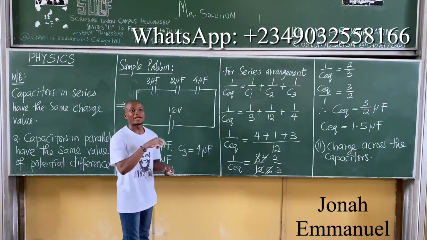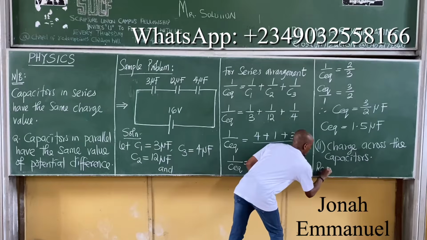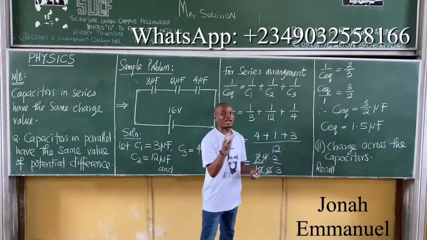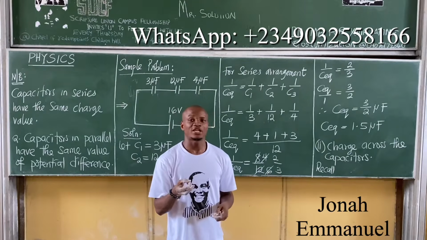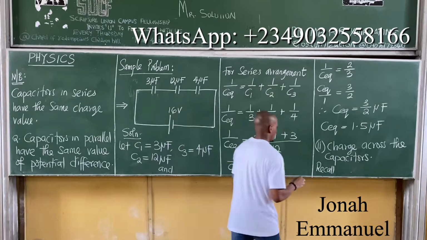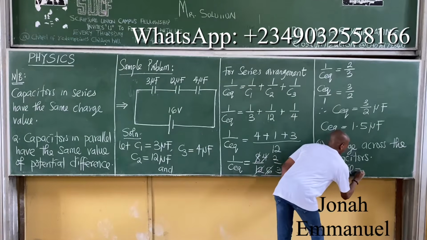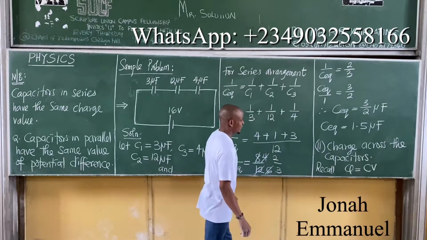So question, what's the charge value? I will go back to my initial equation. Recall, if I have charge Q, capacitance C, and potential difference V, what's the equation connecting them? Q is equal to CV. So use this to get the value of the charge.